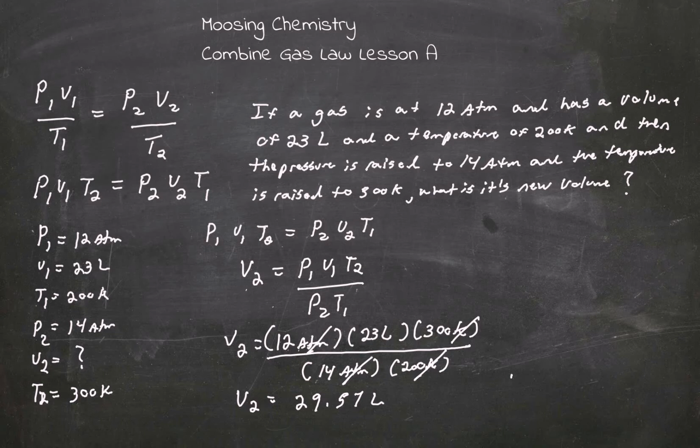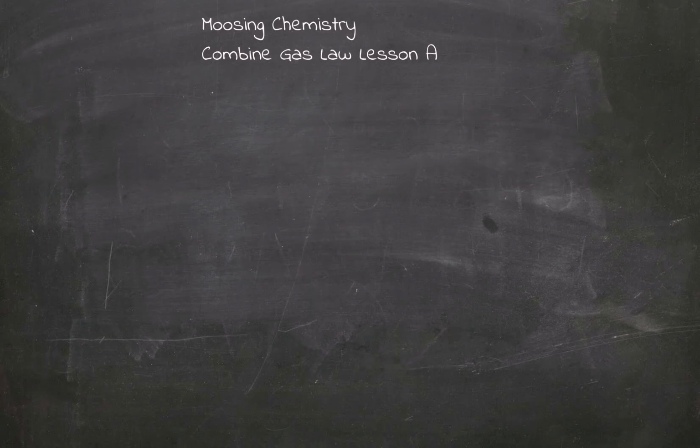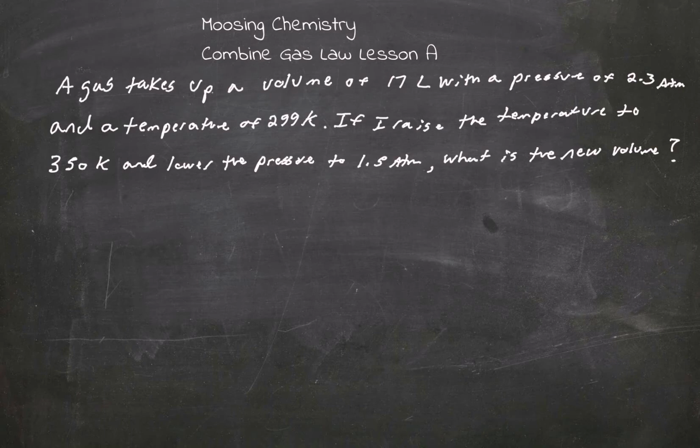Okay, so let's look at another problem. Let's look at one more problem. So we'll go ahead and do that. Let's clear these drawings real quickly. A gas takes up a volume of 17 liters with a pressure of 2.3 atmospheres and a temperature of 299 K. If I raise the temperature to 350 K and lower the pressure to 1.5 atmospheres, what is the new volume?